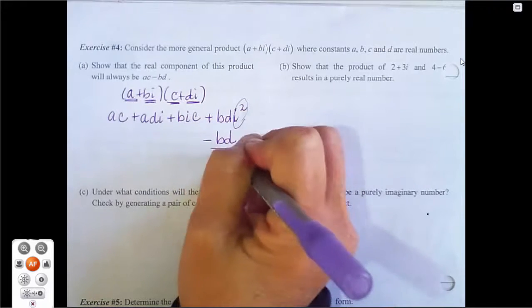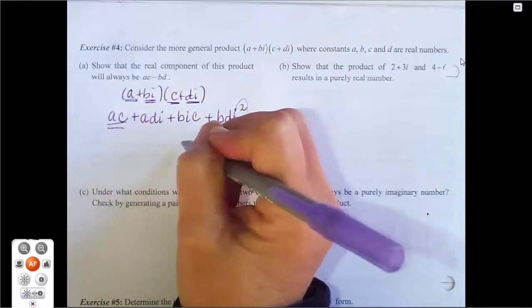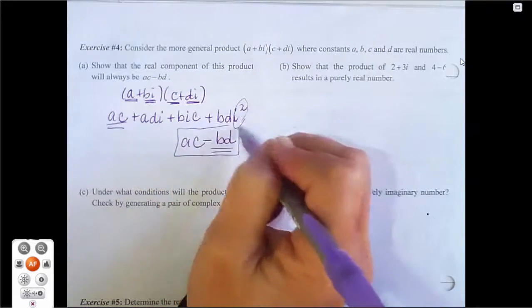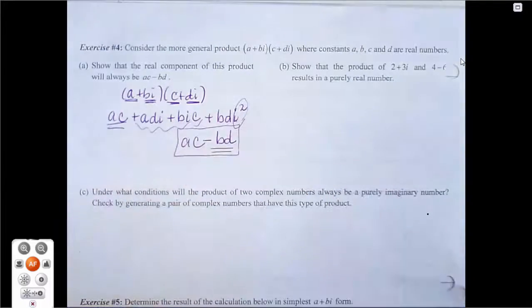That's the end real component. This is the front real component. And there is your ac minus bd. The middle imaginary component could be just about anything.